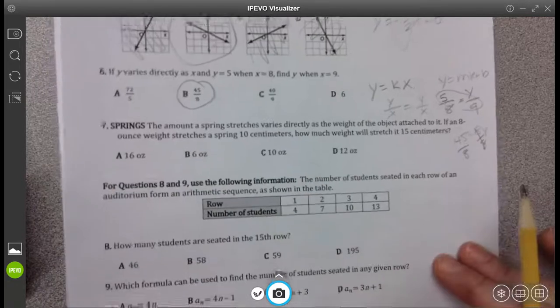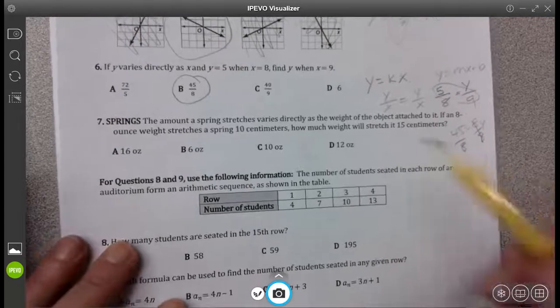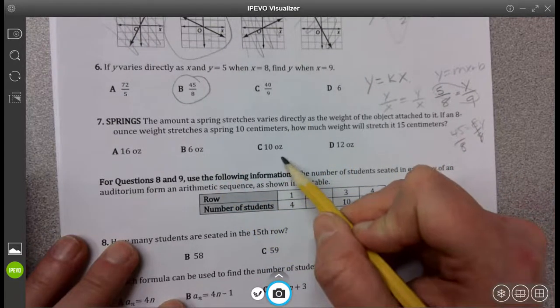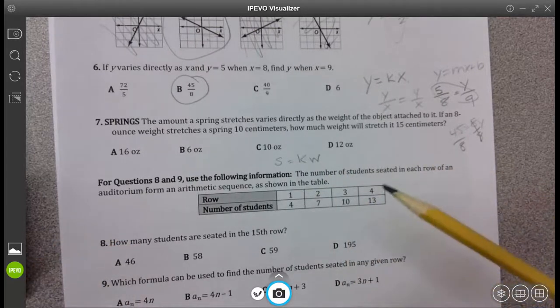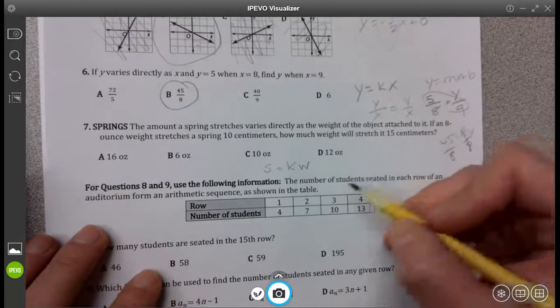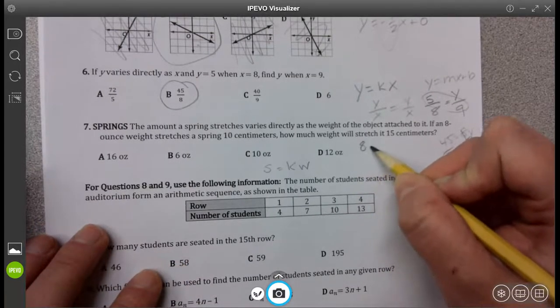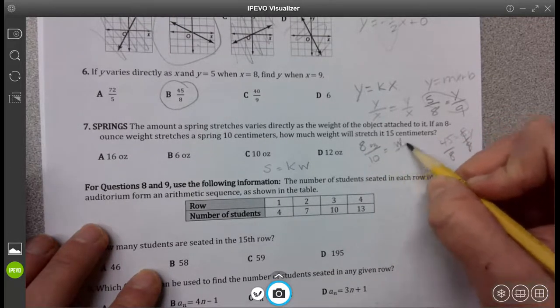Number 7, the amount a spring stretches varies directly with the weight of the object. So if the weight is really heavy, like think about a slinky. Say you somehow tied a heavy object to a slinky and dropped it. That slinky would stretch, versus if you put a feather on it. Okay, so if an 8-ounce weight stretches 10 centimeters, how much weight will stretch 15 centimeters?